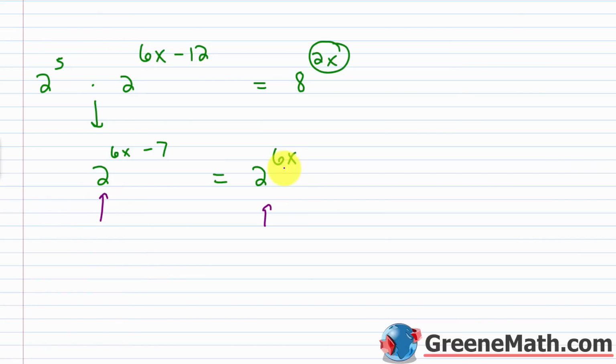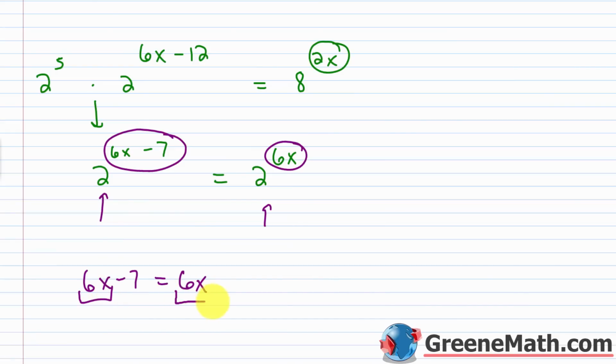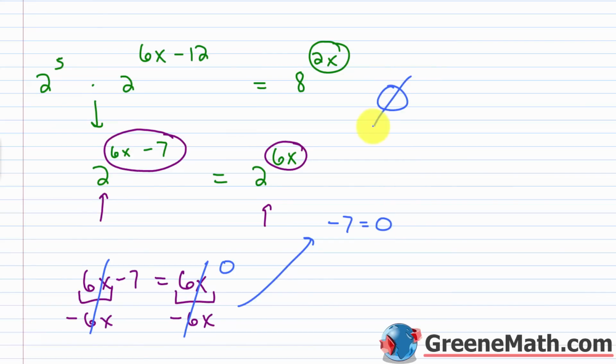But just for the sake of completeness, we have the same base, so we'd set 6x minus 7 equal to 6x. Now, if I have something here and it's the same, I can get rid of it, right? 6x minus 6x, if I subtract that away from both sides of the equation, it would go away. So essentially, I could say minus 6x, this is gone, so that's a 0. And I would have negative 7 is equal to 0, which is nonsense. So again, you know when you get nonsense like that, you have no solution. No solution.